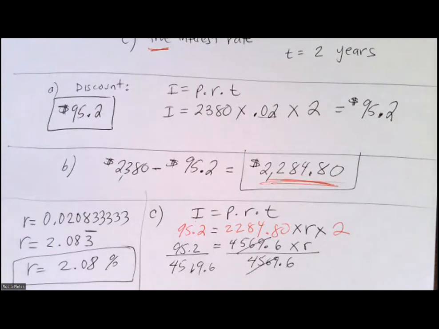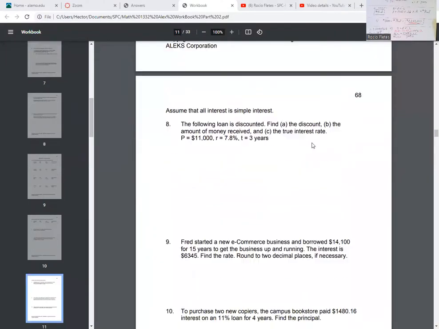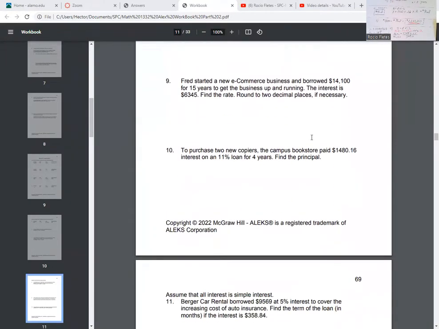Let's move on to the next question. This section is a very good section, with very good problems. Now let's go to number 9.